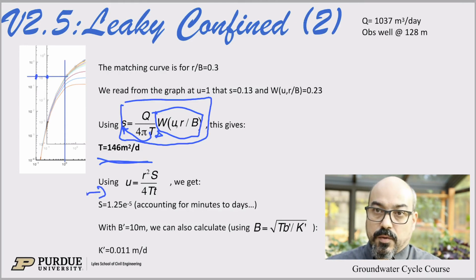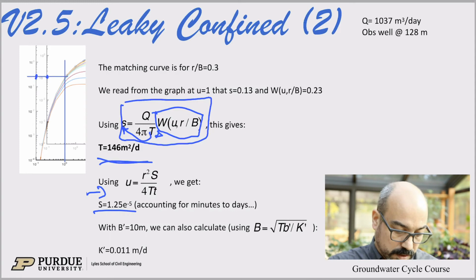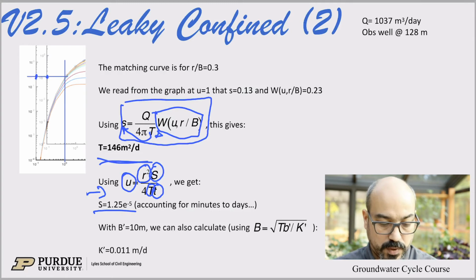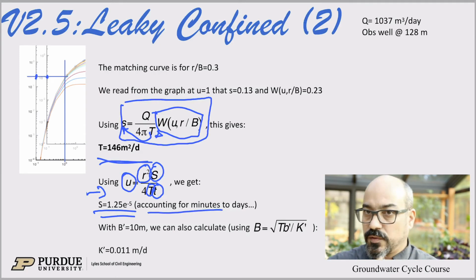Here, using this equation for U, the argument, we can calculate the storativity. So again, storativity is the unknown. Now we just calculated the transmissivity, the time we read from the plot, U we read from the plot, and the distance to the observation well is given. So we have everything known but the storativity at this point. So you calculate transmissivity first, then the storativity, and that gives you again 1.25 E minus 5, accounting for minutes to days conversions, right? So you have to convert. Okay, so again, this looks like a normal storativity for a confined aquifer. Again, E minus 5 is pretty standard.